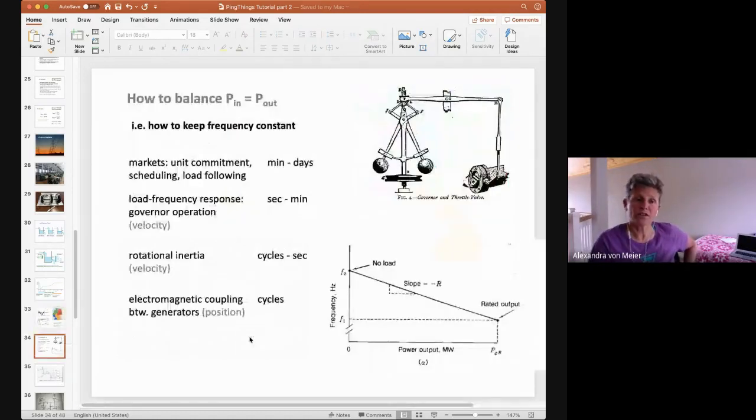So a little bit more detail now on how the generators actually work to keep frequency constant. I've just detailed here that keeping the balance of power is accomplished really over multiple time steps. And we're going to be looking at the second one, which is the governor operation, or what's called load frequency response. That's what those graphs have focused on. Of course, slower than that, we have markets.